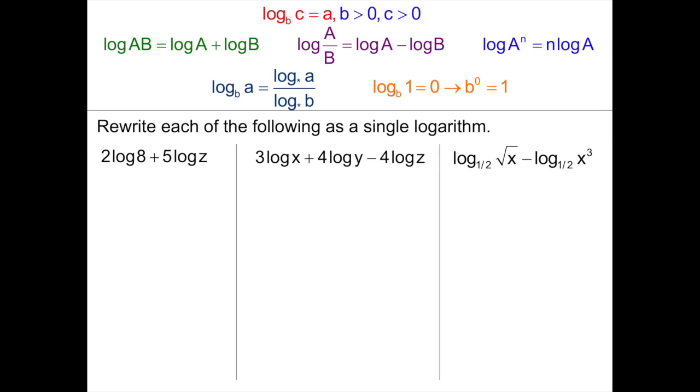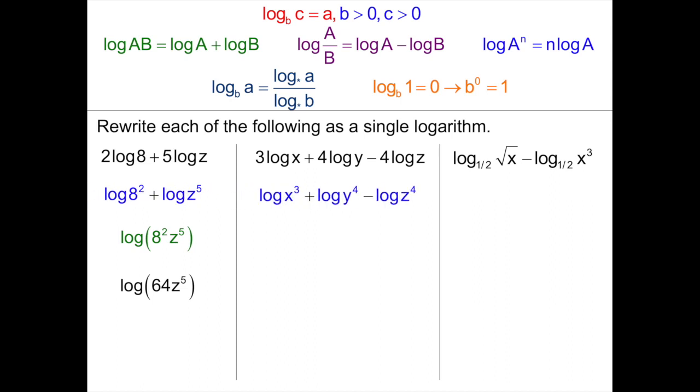So for this next example, this involves a couple of properties. The first thing that we're going to deal with is the multiplication here. I'm going to make this 2 go as the power on 8 and the 5 go as the power on z. So we write it as the log of 8 squared plus the log of z to the 5th. Then, because we're adding, we're going to multiply those parts together. So it's 8 squared z to the 5th, or we could write that as 64z to the 5th. So we've got the log of 64z to the 5th there.